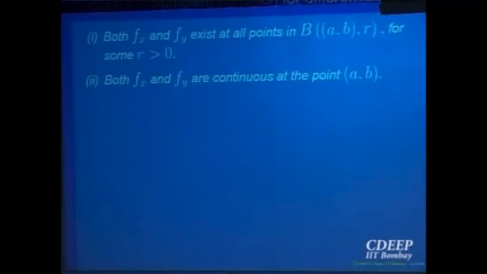Right? To define continuity of a function at a point, the function should be defined in a neighborhood of that point. Right? To find the limit of a function at a point. So for the second condition, the first is necessary. Essentially, the condition we want to state is that both the partial derivatives exist and are continuous at that point. That is the essential part.